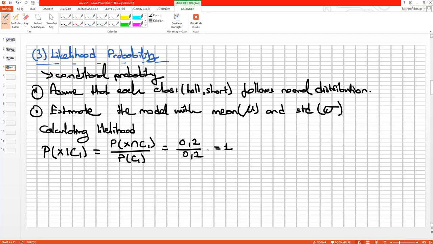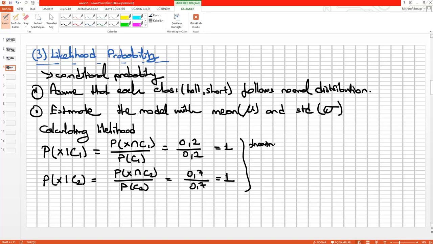But these values are trained data, present data. Just remember that. Or we can say that for C2, P(x ∩ C2) divided by C2 is equal to 0.7, which is equal to 1. But this is the trained condition, which we have in these conditions and in this status.